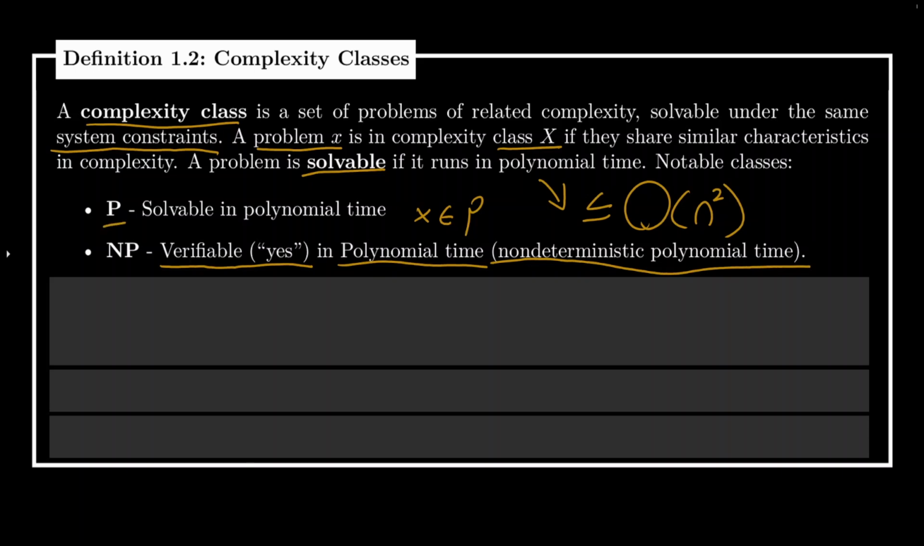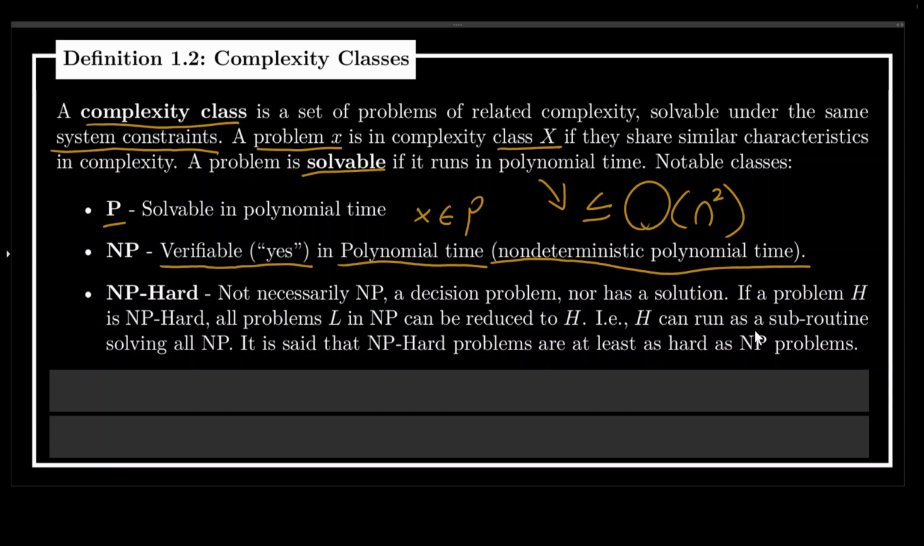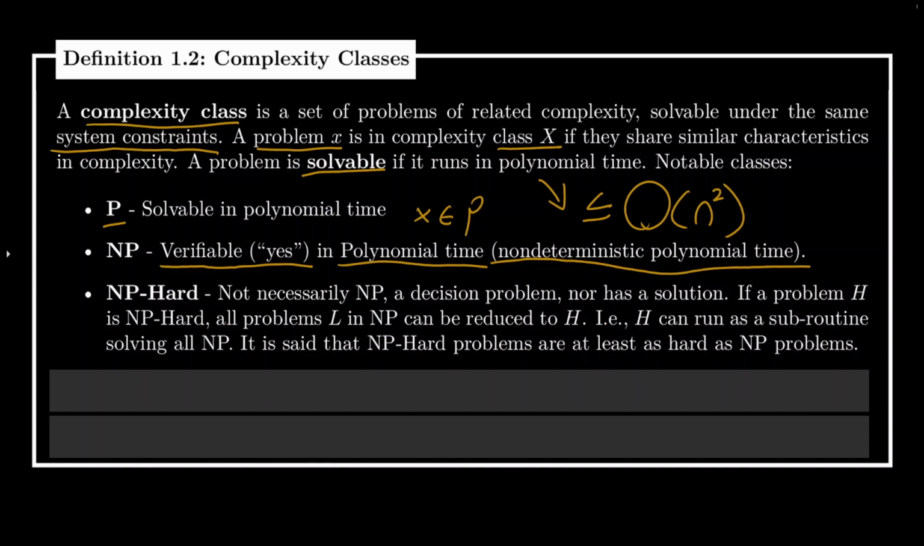P is just polynomial time. The next term we're going to be talking about is NP hard. What does that mean? It's not necessarily NP, so we can't verify the solution in polynomial time. So it's not guaranteed to be NP. And it's not necessarily a decision problem, so we can't get a yes or no answer out of it. And perhaps it may not even have a solution. So these are difficult questions or things that can't really have an algorithm to describe it or to decisively determine how to solve it.